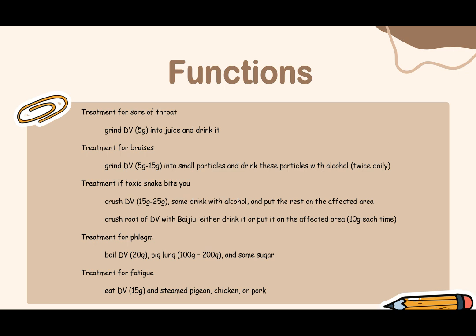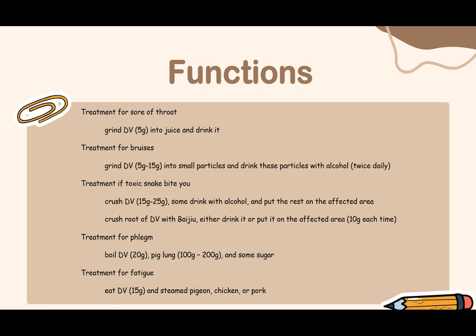And the treatment for felon. You should boil DV, weighing 20 grams, and prepare pig dung, weighing 100 grams to 200 grams, and some sugar, and just eat it. So it can alleviate felon. I don't know what the word is, but I actually spell it for you guys.